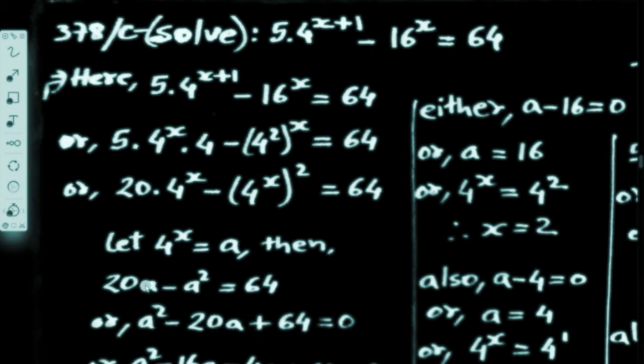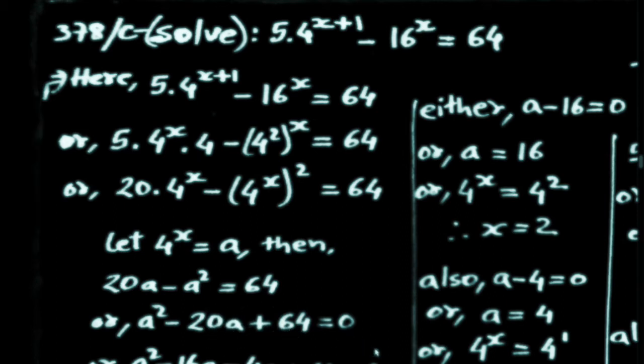Now the signs have to be changed. Minus a squared changes its side and becomes plus a squared, and 20a comes to this side as minus 20a, plus 64 as well, equals 0. Now this is our expression: a squared minus 20a plus 64 equals 0. From this expression we should get the value of a by factorization. First we should factorize this expression to get the value of x.